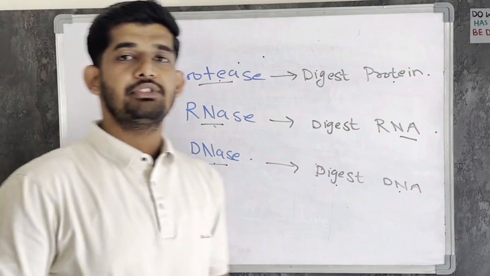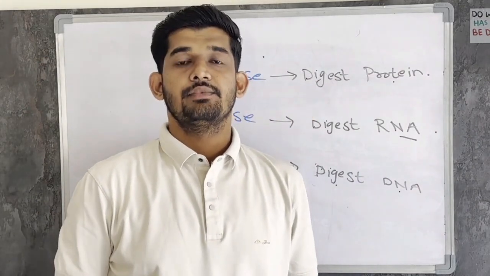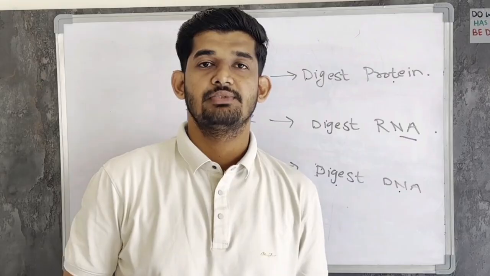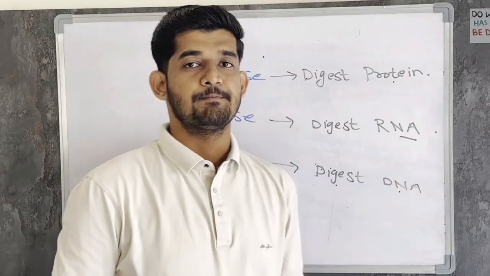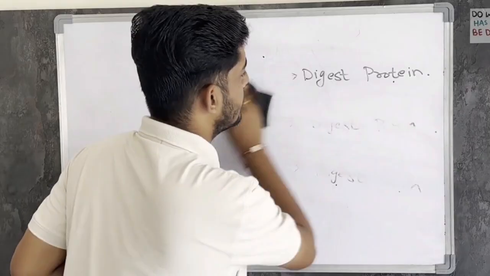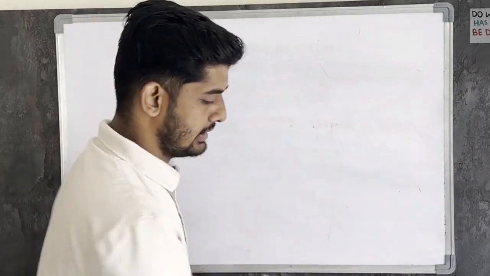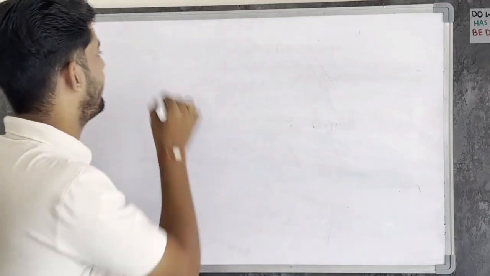So, after conducting their experiment, Avery and co-workers concluded that the biochemical nature of the transforming principle of Griffith is the DNA. So, after Avery and co-workers, in 1952, the experiment was conducted by Hershey and Chase.